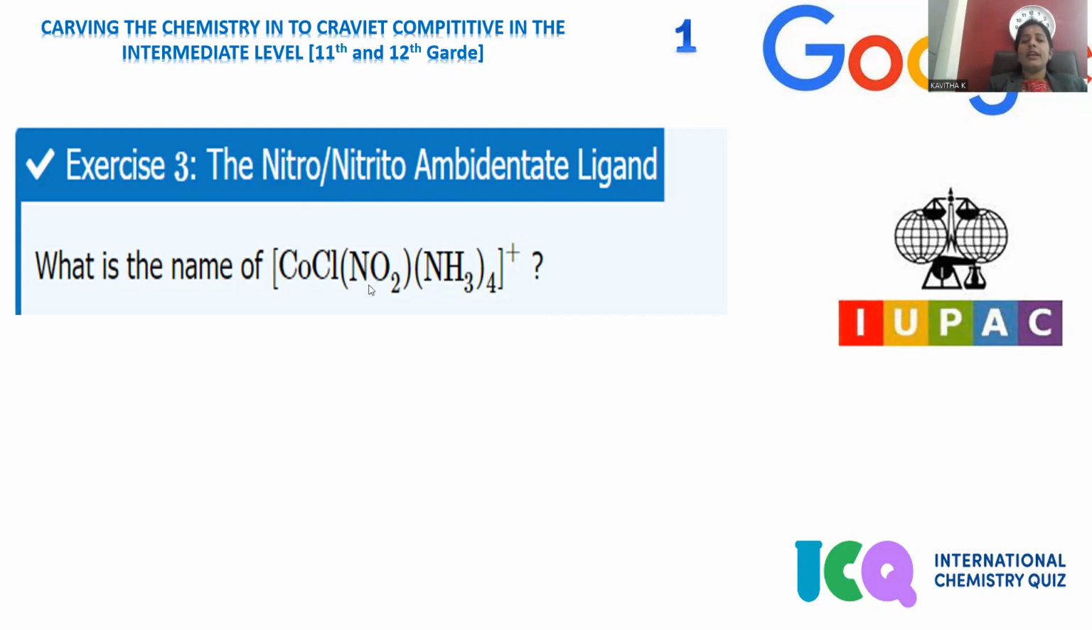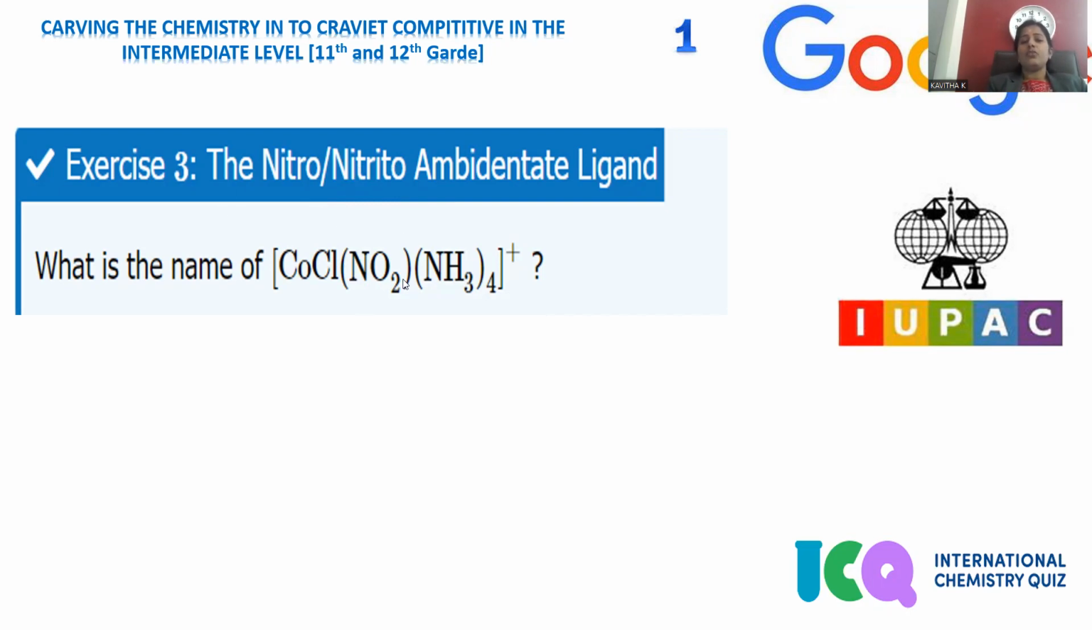How can we see it? NO2 is called nitro. ONO is called nitrito, right? What difference can you notice? The difference is the electron releasing tendency. In nitro, nitrogen is responsible for releasing the electron pair. In the case of nitrito, ONO, oxygen is able to give the electrons.